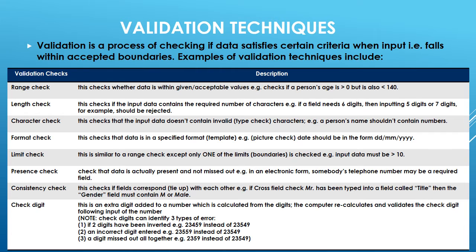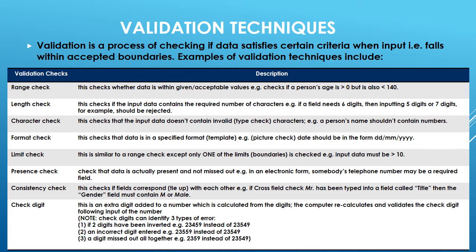Consistency check. This checks if fields correspond or tie up with each other. For example, in a cross-field check, if Mr. has been typed into the field called title, then the gender field must contain male or the character M.